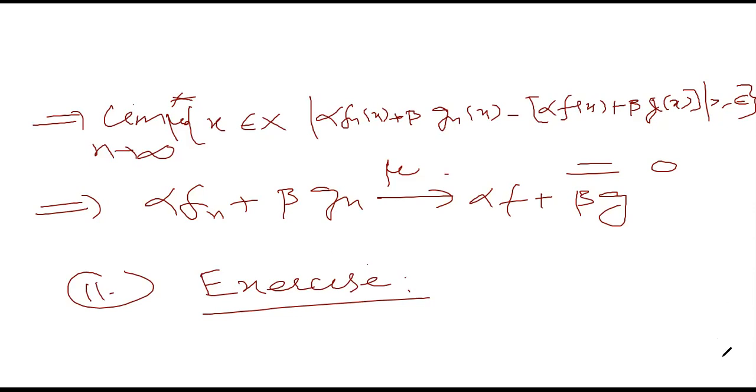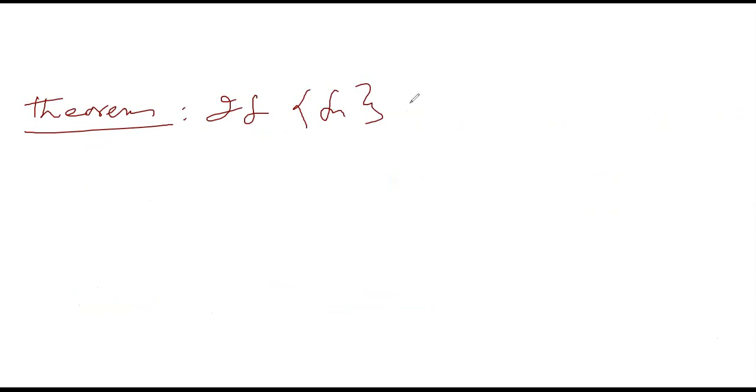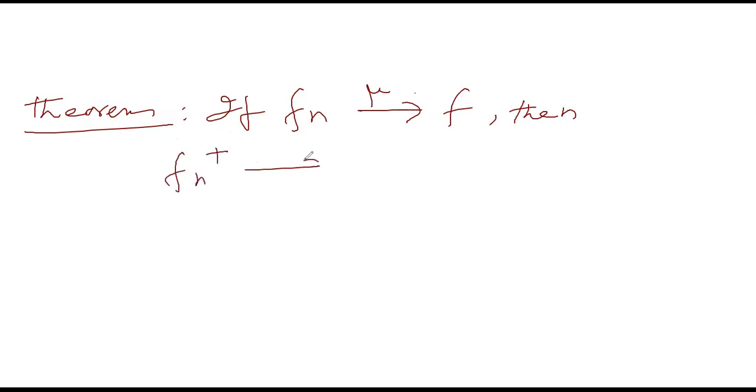So the next theorem is, if fn is a sequence of measurable functions, and f is also a measurable function, such that fn converges to f in measure mu, then fn plus converges to f plus in measure mu, and fn minus converges to f minus in measure mu.